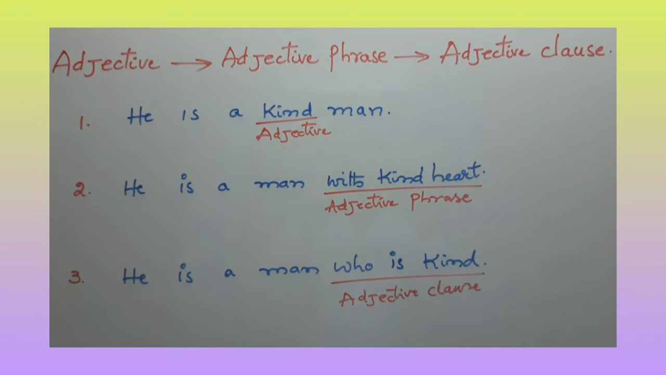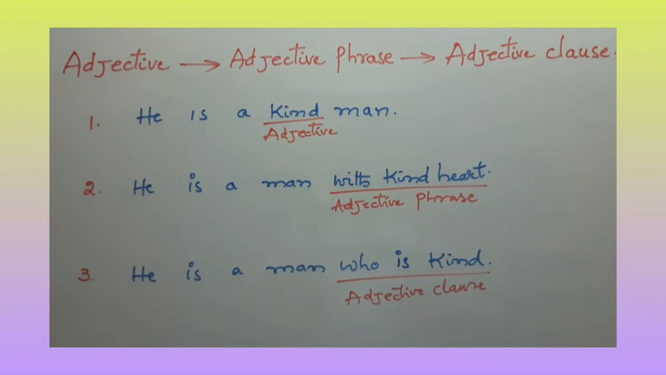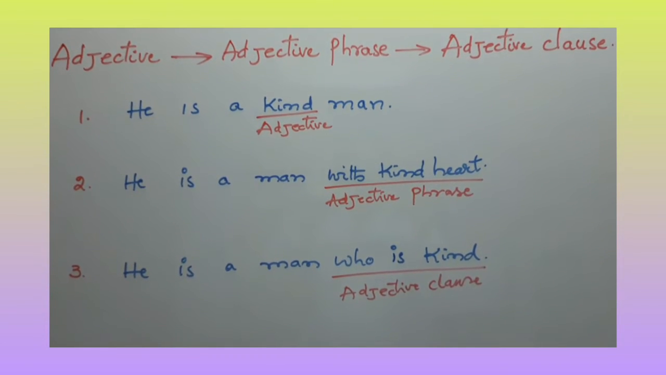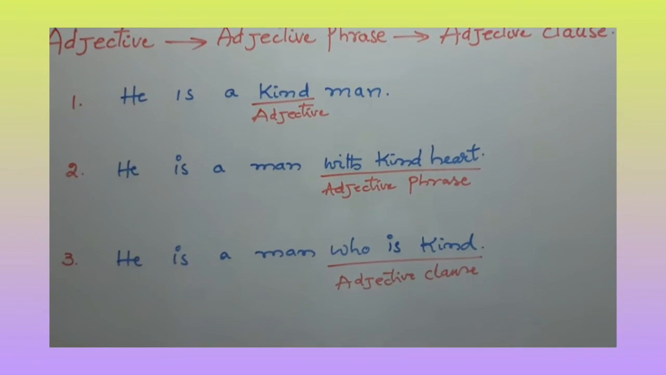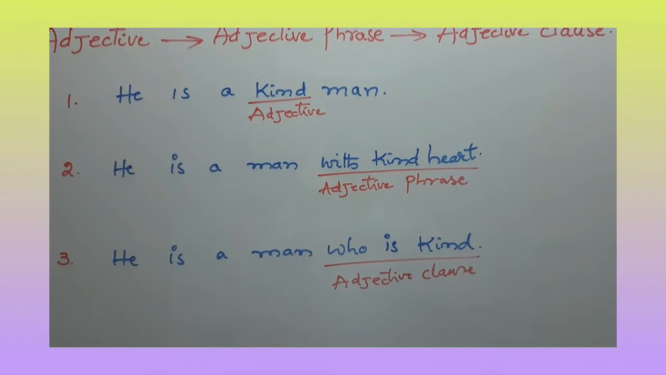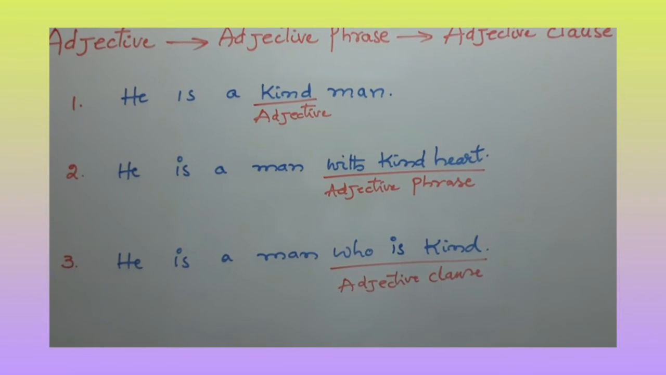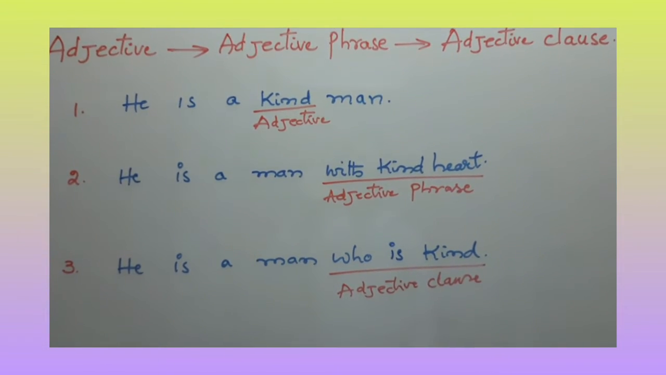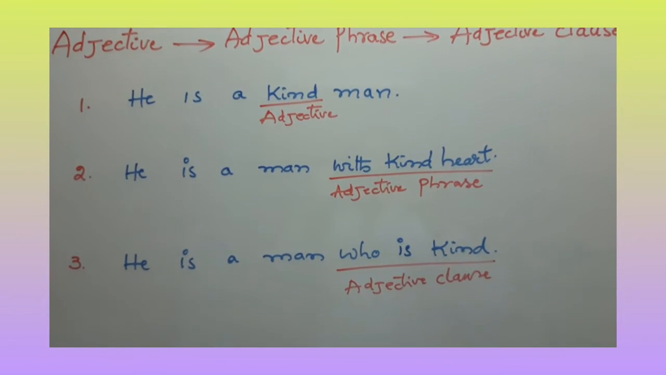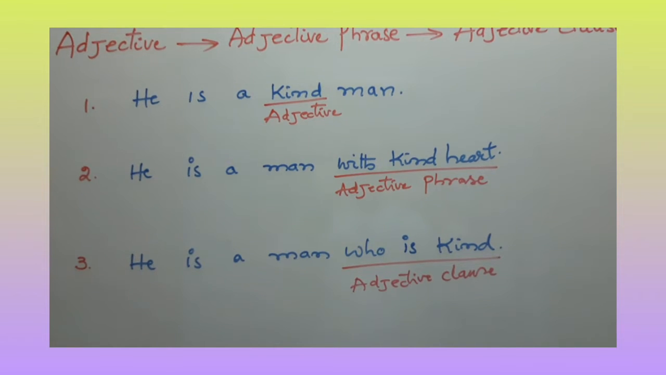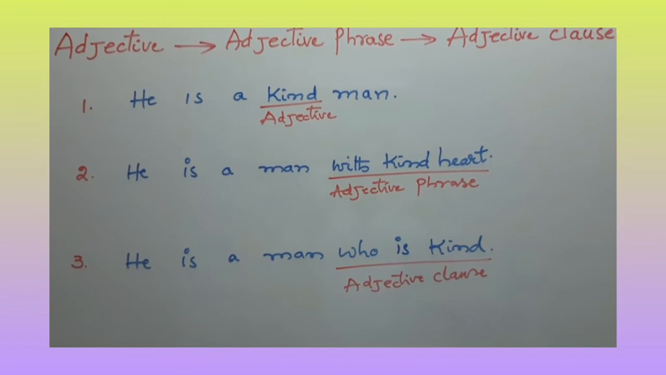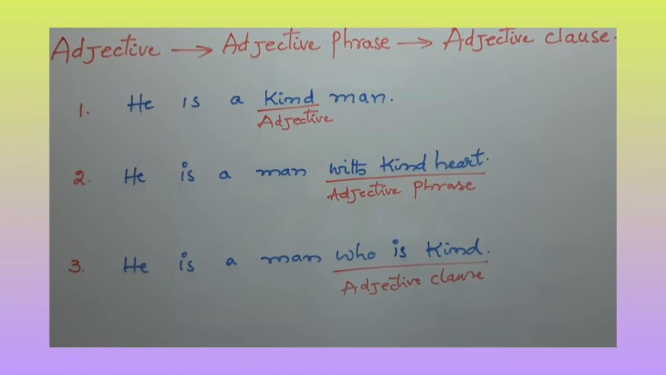Kind is an adjective. Now, how to convert this adjective kind into an adjective phrase? He is a man with a kind heart. So there will be no damage in the meaning; only the sentence formation changed. Third example, he is a man who is kind. Who is kind is an adjective clause.